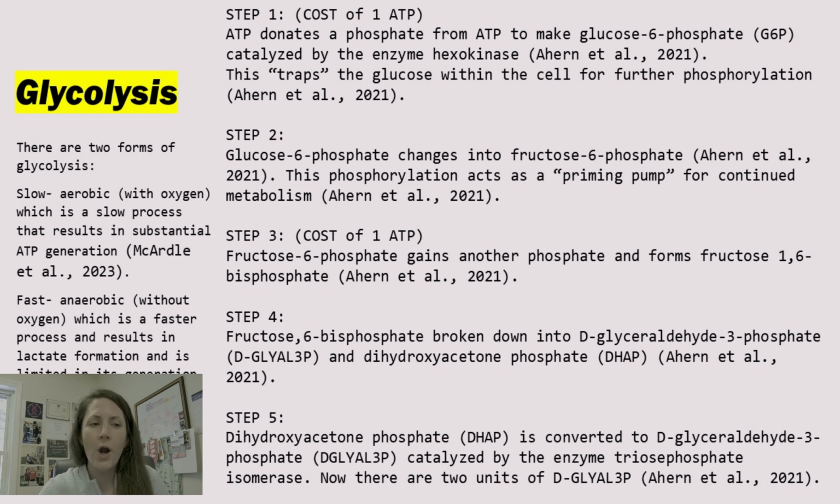In step number 4, fructose 1,6-bisphosphate is cleaved through the help of an enzyme, and this turns into a D-glyceraldehyde 3-phosphate. And there again are 2 of them, and it also has a product of dihydroxyacetone phosphate. Now, we cannot use the dihydroxyacetone phosphate, so in the next step, step number 5, we are going to turn that dihydroxyacetone phosphate into D-glyceraldehyde 3-phosphate with the help of triose phosphate isomerase. This turns it into 2 units of D-glyceraldehyde 3-phosphate.